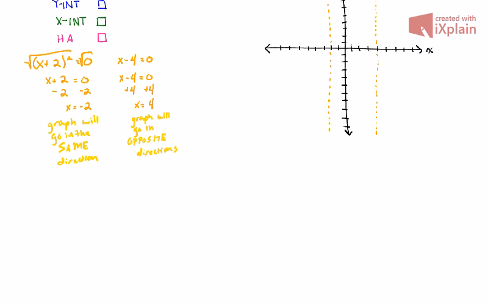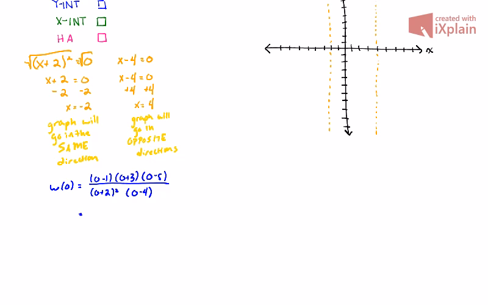Okay, so my y-intercept says that we're going to put 0 in for x into this function. So I have 0 minus 1 times the quantity of 0 plus 3 times the quantity of 0 minus 5 all over the quantity of 0 plus 2 squared times the quantity of 0 minus 4.